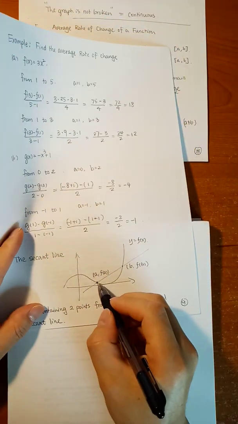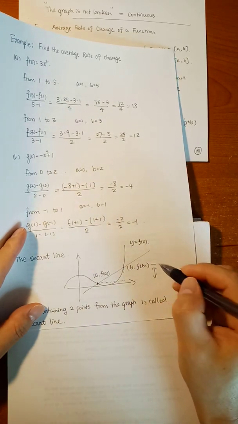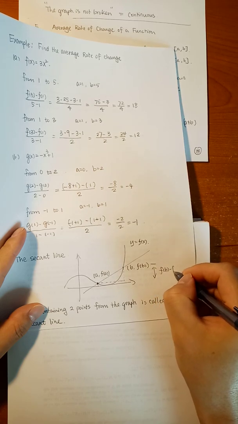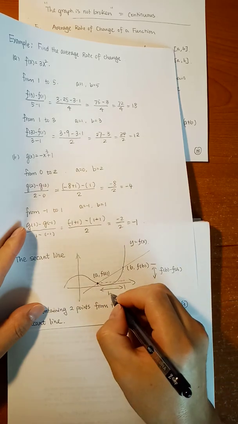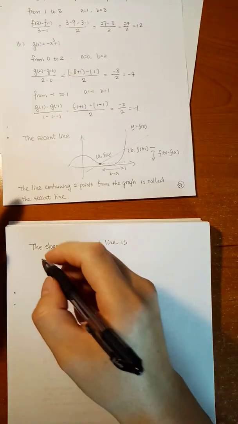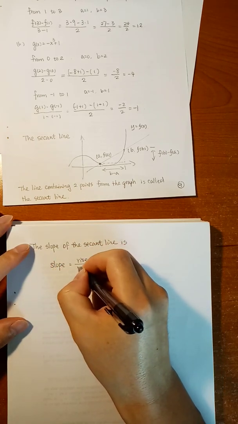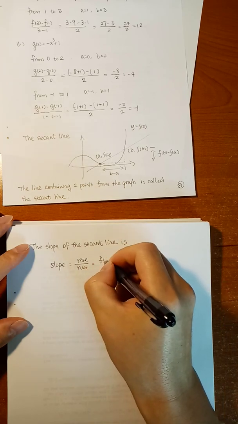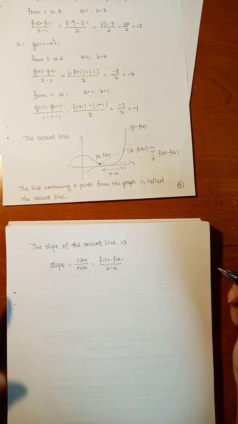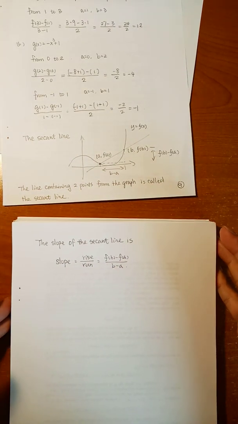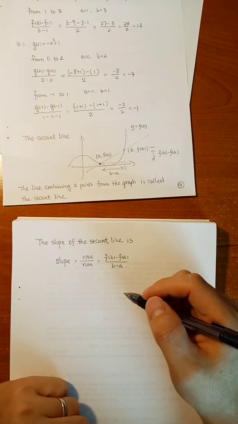So let's check. Rise, f(B) minus f(A). Run, B minus A. So the slope is rise over run, which is f(B) minus f(A) over B minus A. So that's a geometric concept. Check this. This is exactly the average rate of change.